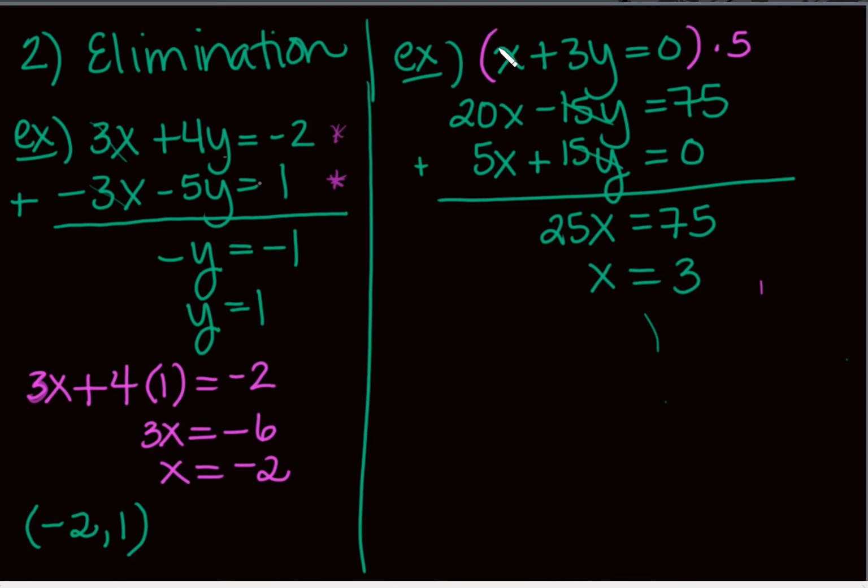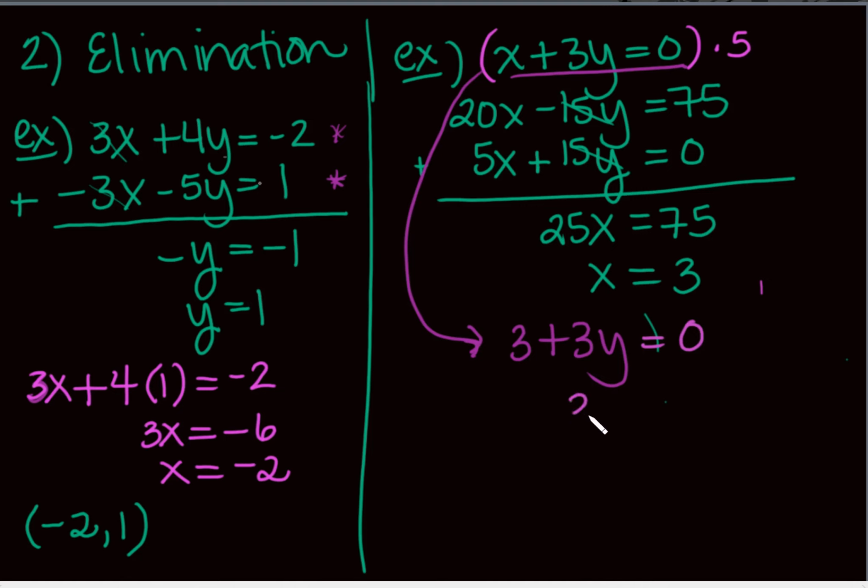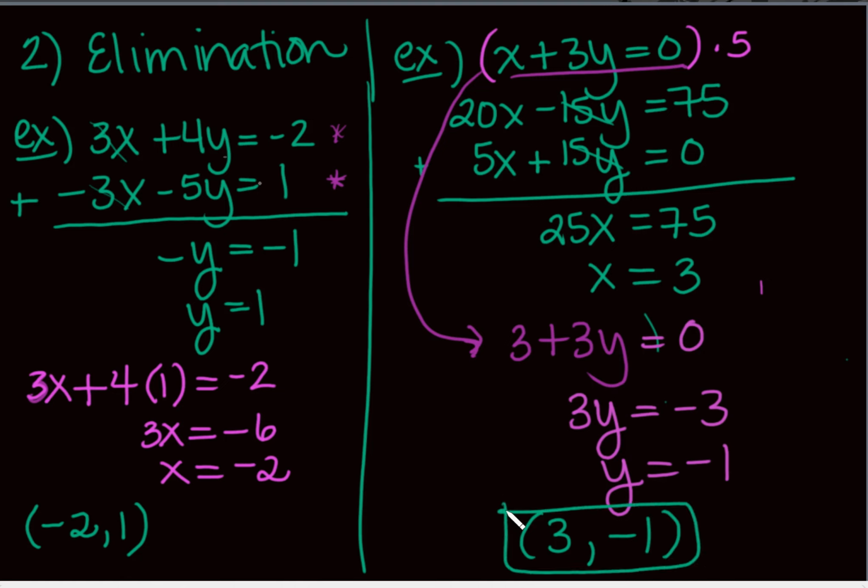Then I'm going to come back. I can grab either equation and I'm going to grab this equation because it seems like the easiest to work with. So I would have 3 plus 3y equals 0. So I get 3y equals negative 3. So look at that. y equals negative 1. Now we're cooking with gas. So we got (3, negative 1) as my solution. This is a consistent, independent solution.